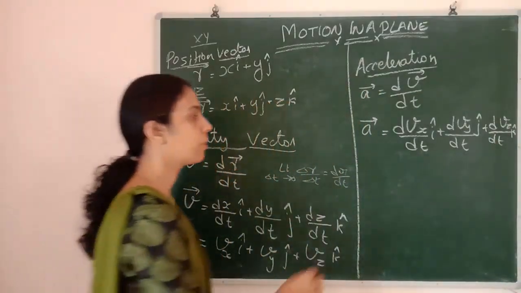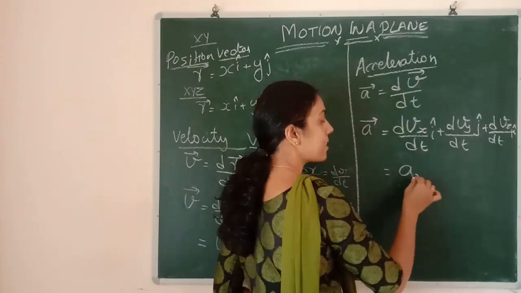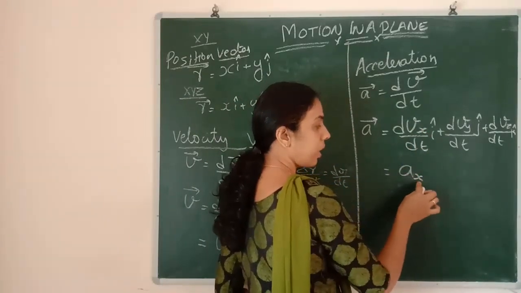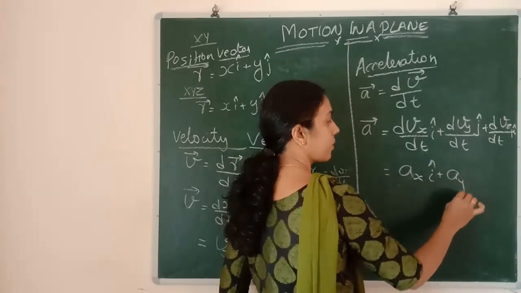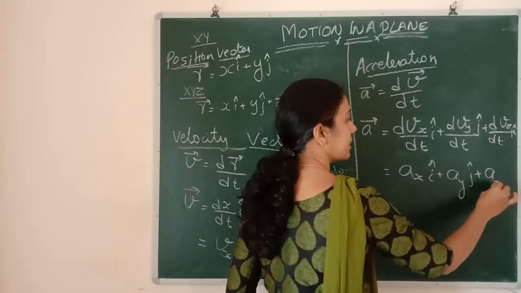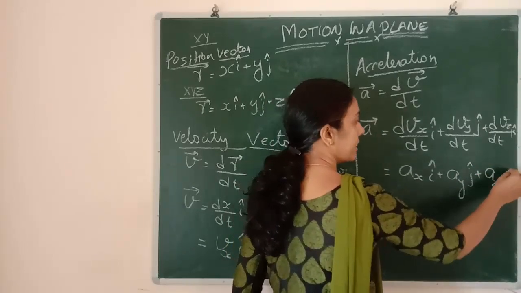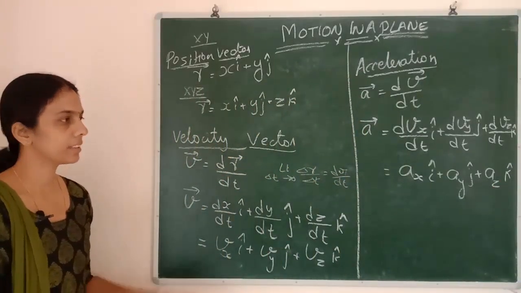Or in a short form, if we want to represent it, how can we represent it? What is dvx by dt? It is the acceleration along the x-axis into i cap, plus acceleration along the y-axis into j cap, plus acceleration along the z-axis into k cap. This is how we will be representing the vectors.